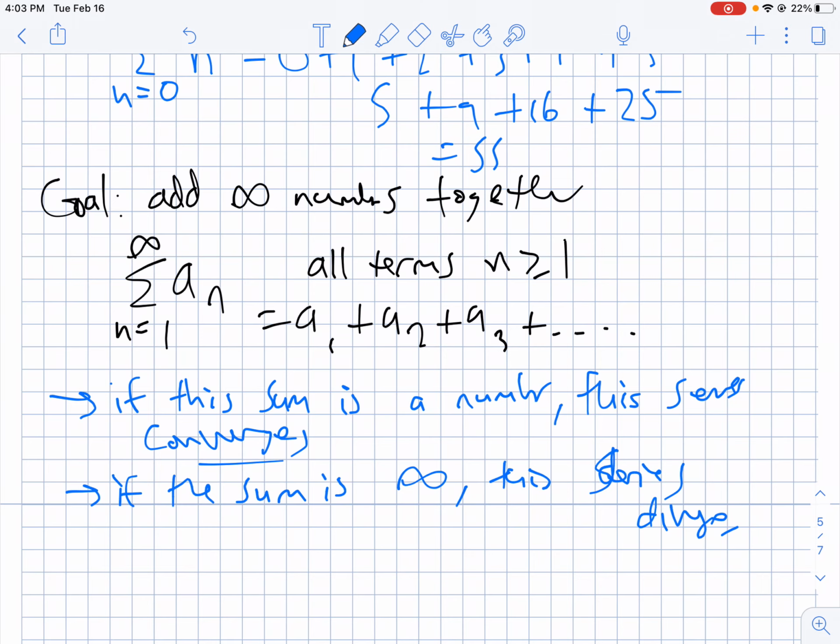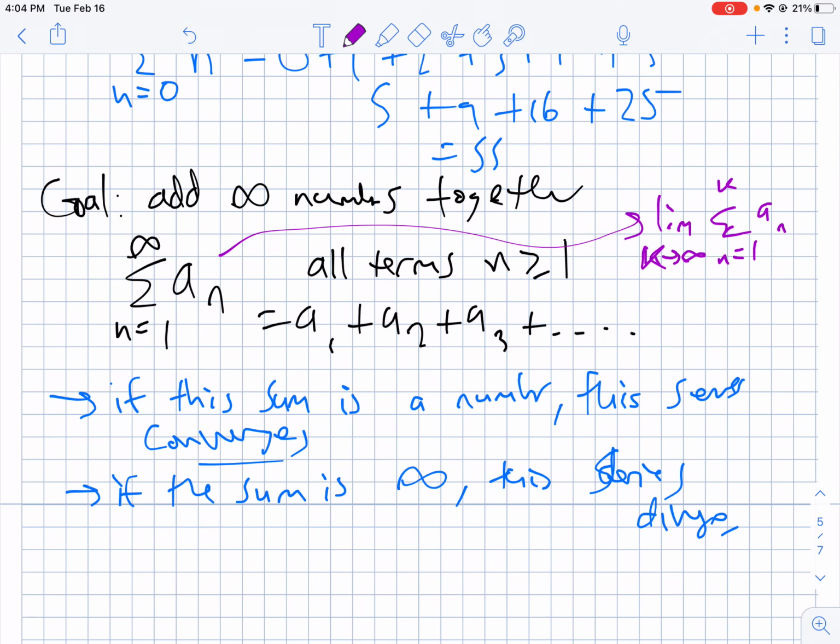Of course, when we're talking about this, this is actually a limit. This is just saying what is the limit as k goes to infinity of the sum from 1 to k of a sub n. So you sum from 1 to 100, 1 to a million, 1 to a billion. What happens as that upper bound goes to infinity? That's what's going on there. That's not super important, but it is what it is.